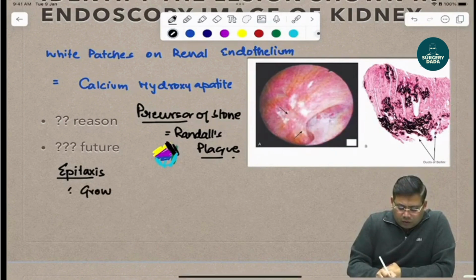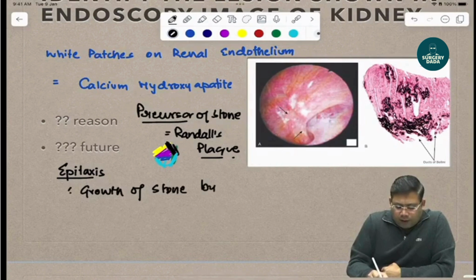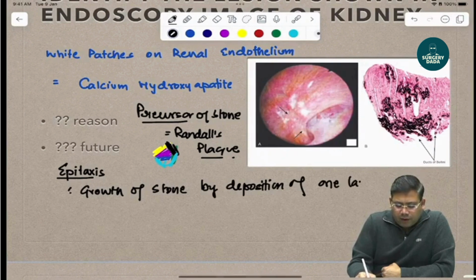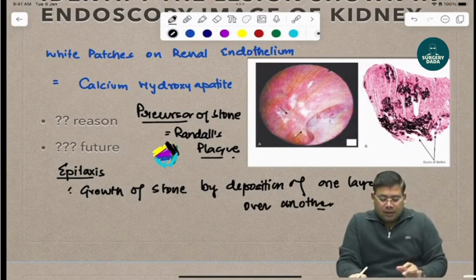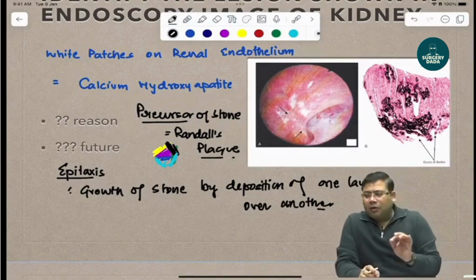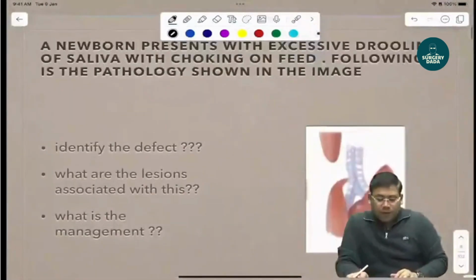What is epitaxy? This is nothing but growth of stone by deposition of one layer over another. This is a very simple thing that we need to understand. So this is a classical image of renal concretions or calcium hydroxyapatite.